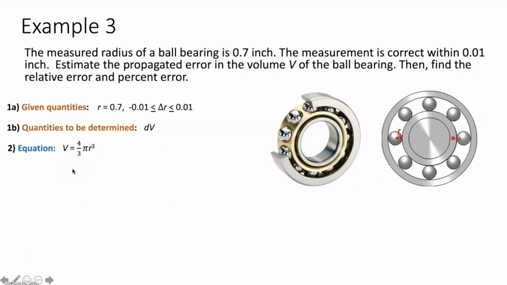This is the only difference between our problem and related rates. In related rates, we took the derivative implicitly of both sides with respect to time. Here, we're just taking the derivative normally with respect to our independent variable, which in this case is r. So we're just going to take the derivative of both sides with respect to r, and then we'll get dV by itself.